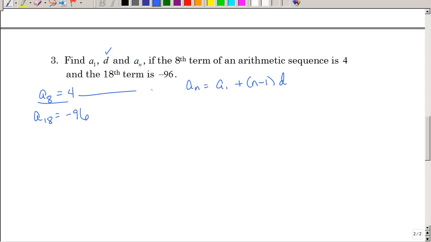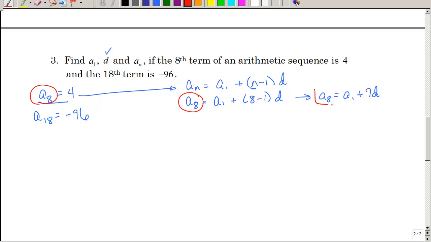Well, let's take this and apply it to there. So n is 8. I don't know the first term. And again, what is n? It's 8. And I don't know the common difference. So I'm going to write it like this: a1 plus 7d. But wait a minute, I think I know one more thing. I know what a sub 8 equals. So I can replace that with what it's equal to, 4.